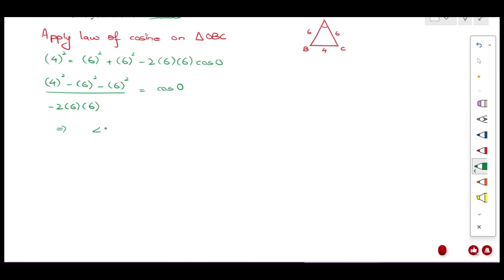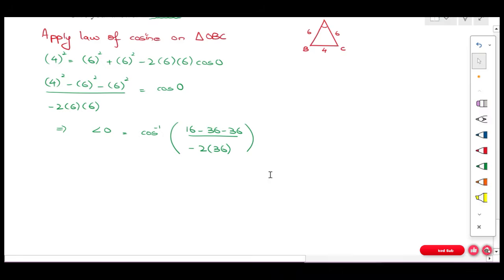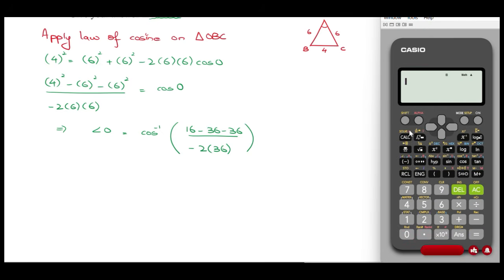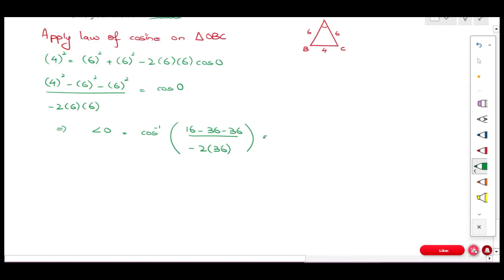So we can say the angle O is cos inverse of (4 times 4 is 16, 6 times 6 is 36, minus 36, and divided by negative 2 times 6 times 6 is 36). Okay, use a calculator and simplify. Cos inverse of (16 minus 36 minus 36, divided by negative 2 times 36), and we get 38.94.